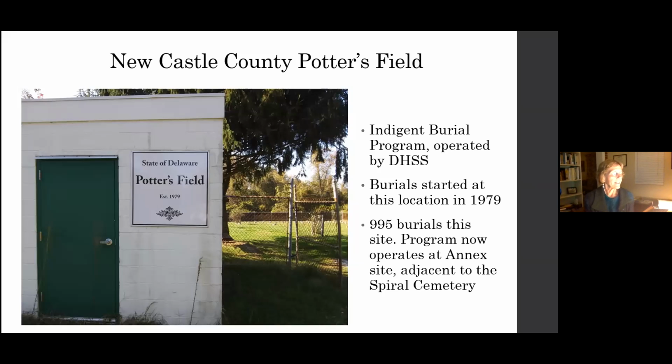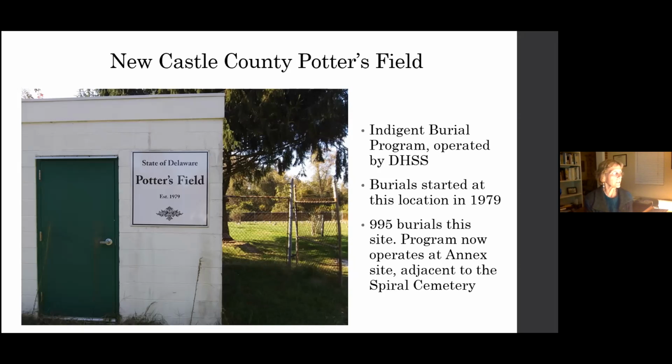This one is managed by the Indigent Burial Program. For many, many years, the state of Delaware has operated an indigent burial program. And this is for either people who are coroner's cases, people who are found dead and have no family members, and people who have no means of paying for a funeral. The state has a program whereby they can be buried.